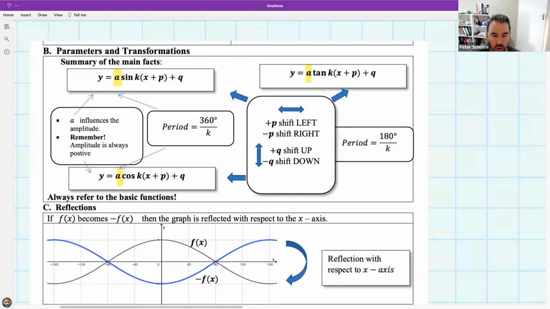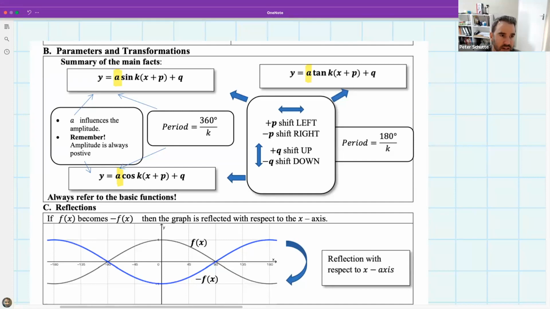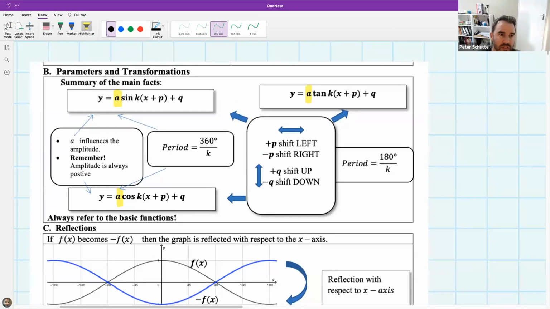Then what we have is the Q value. So let me actually bring this out. And what this does, the Q value shifts it up or down. And so those are the more common ones. Then we also have this plus P over here. And I want to know in the chat, what does the plus P do to your trig function?